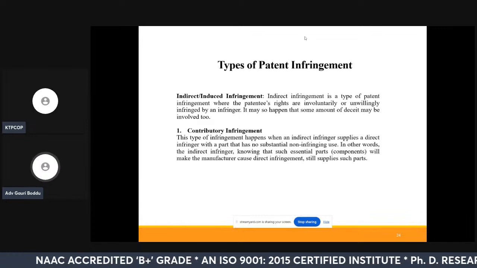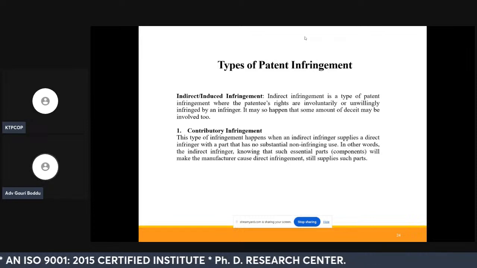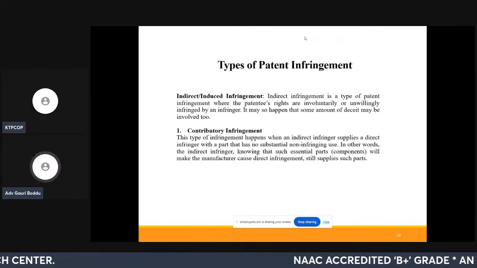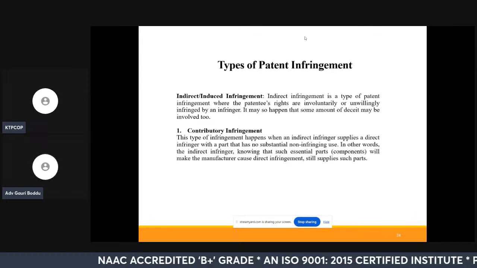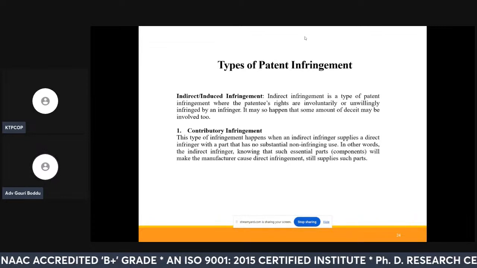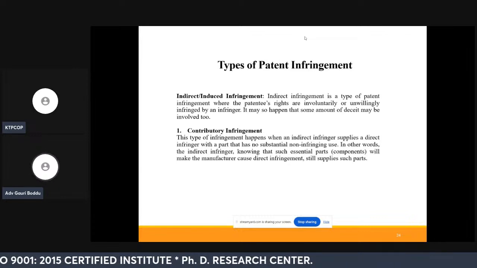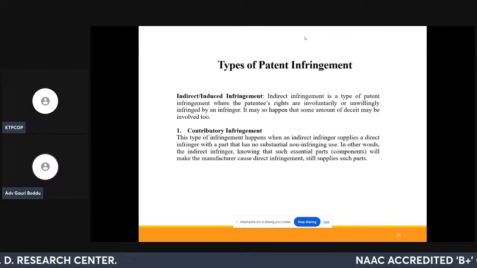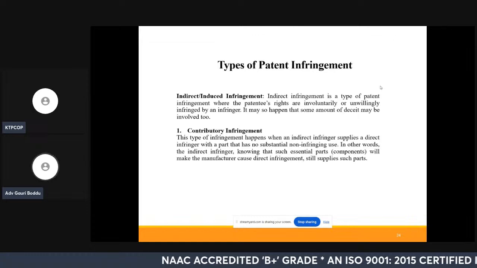This type of infringement happens when an indirect infringer supplies a direct infringer with a part that has no substantial non-infringing use. In other words, the indirect infringer, knowing that such essential parts or components will cause direct infringement in manufacturing, still supplies such parts. The manufacturer supplies the parts knowing that it is direct infringement. It is contributory infringement. So now let's see the next slide.